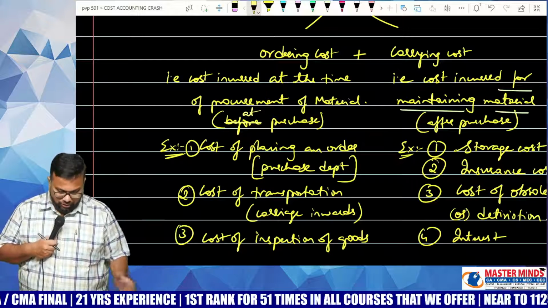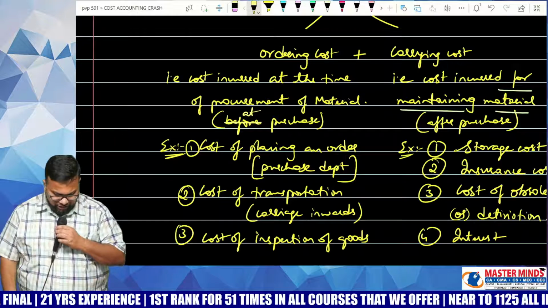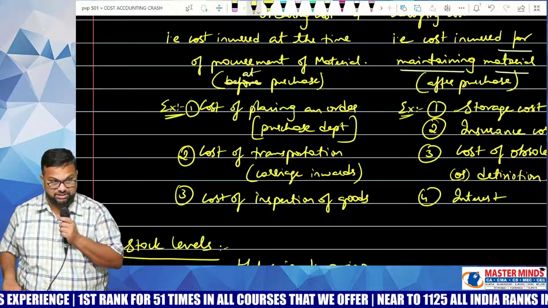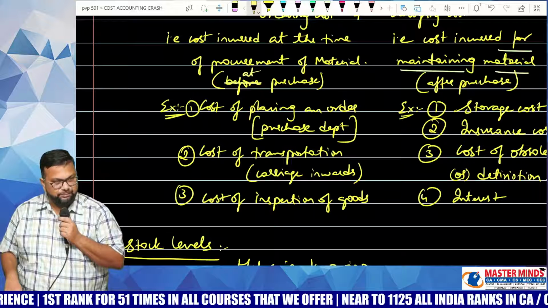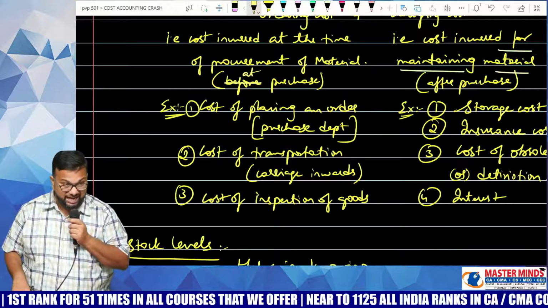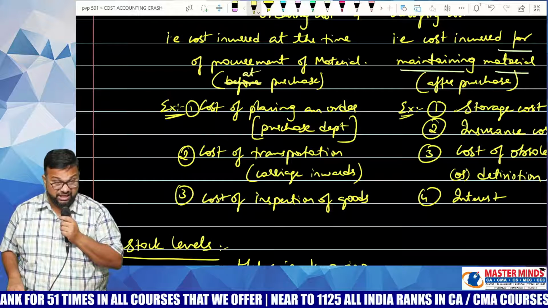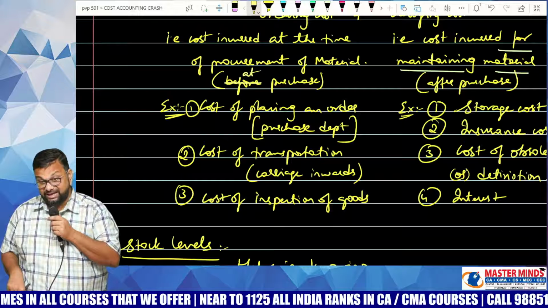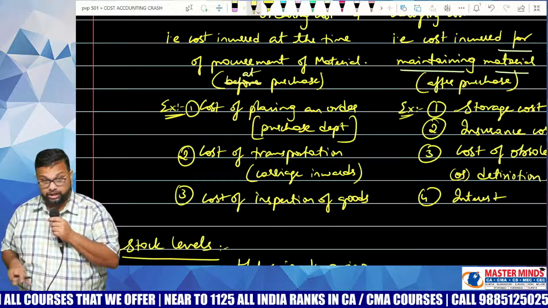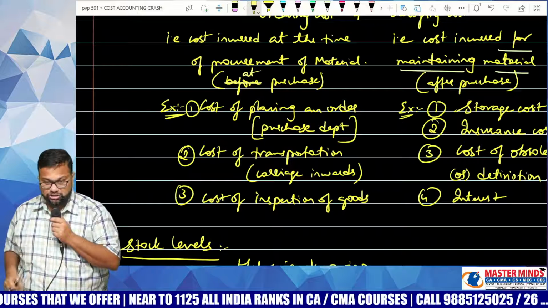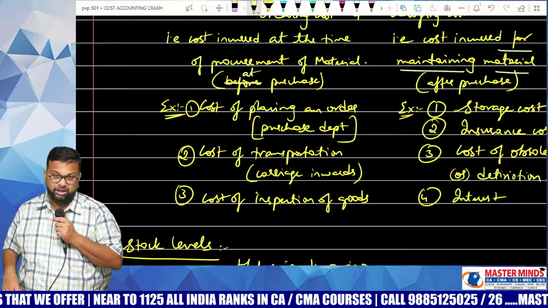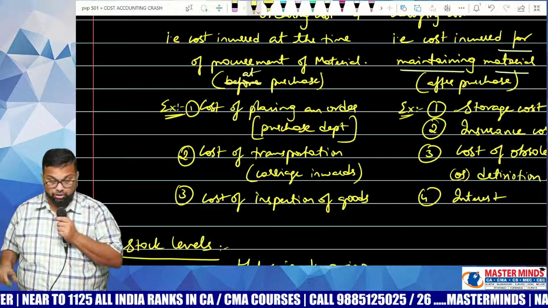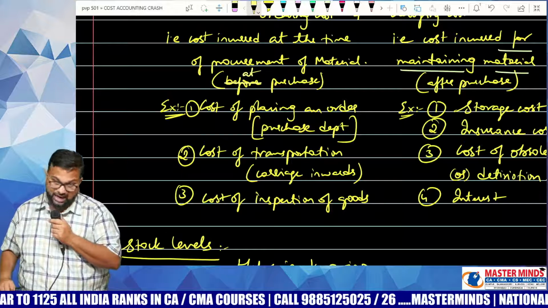Examples for ordering cost: the best example is carriage inwards, the cost which is incurred at the time of purchase. The best example for carrying cost is storage cost. Once you purchase raw material, you will not use it on the first day itself. You have to store it and use it gradually, so you will incur storage cost. That comes under carrying cost.